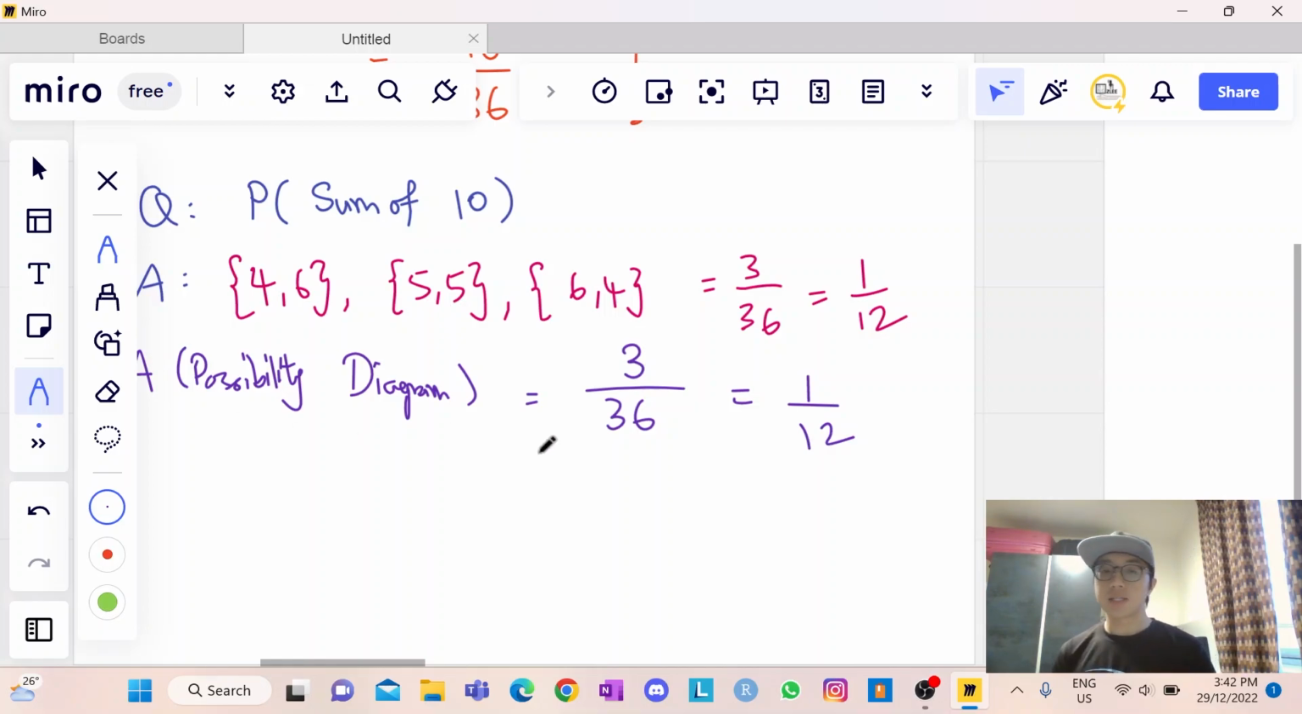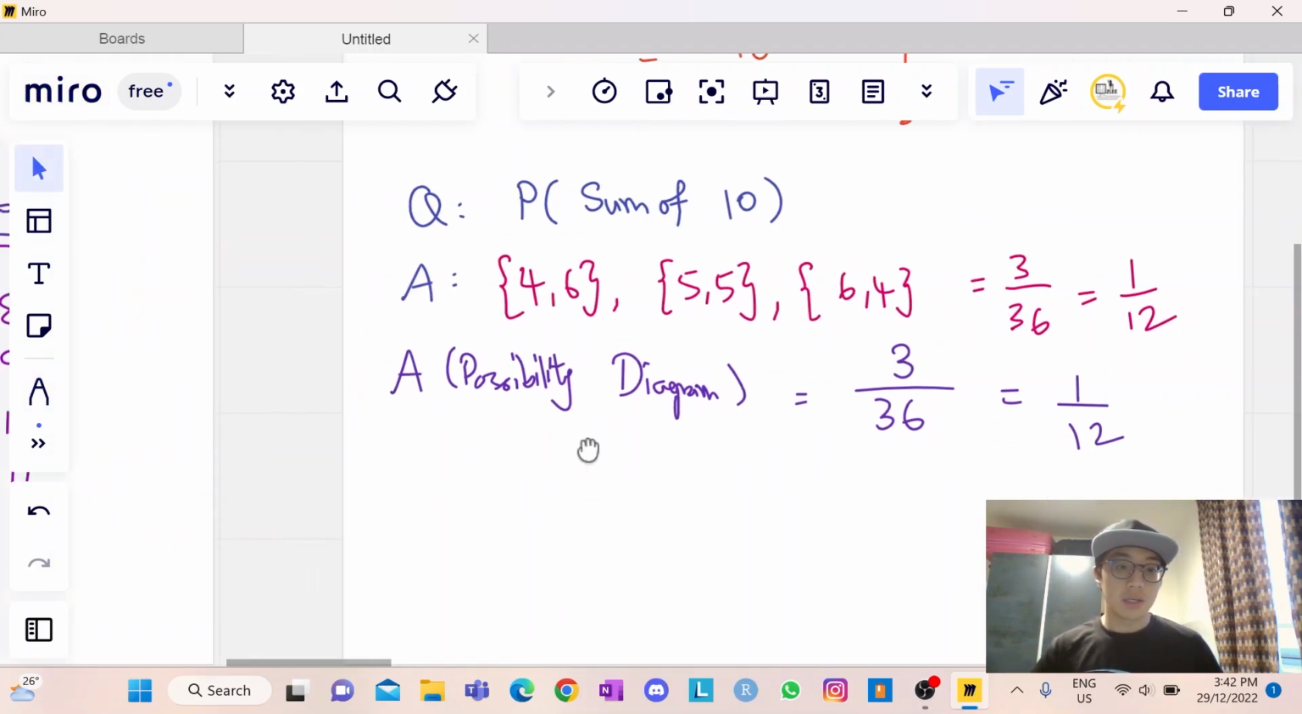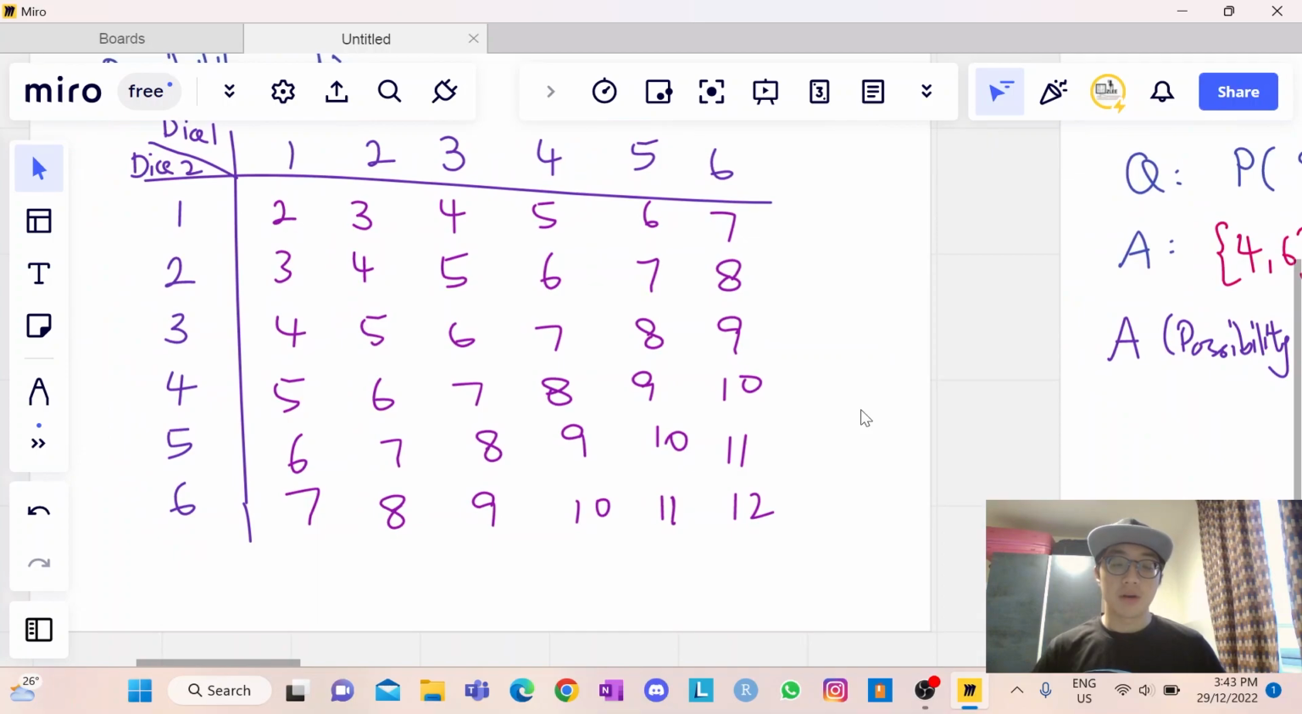But in some cases, it's not too easy to list out, because you might actually miss one. Let's say you wrote 4 and 6 and 5 and 5 and you just stop, your answer will be 2 out of 36, which is wrong because you forgot 6 and 4. So a possibility diagram is very useful for you to get the answer correctly. Okay, so this is all about the possibility diagram.